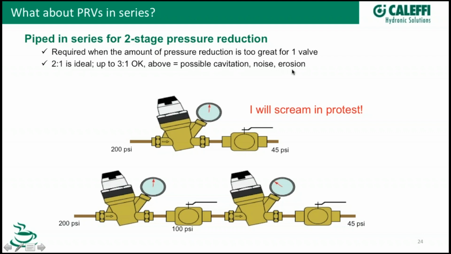And so if you've got scenarios where you've got high pressure in a building like this, especially on the lower floors of a high-rise building, don't be afraid to put these in series. Again, so you're stepping it down in increments. So like in the drawing down there, you're stepping from 200 psi down to 100, and then that second PRV is taking it down to 45 psi.